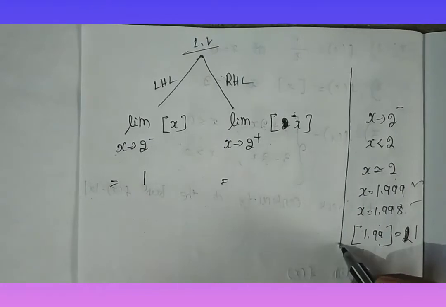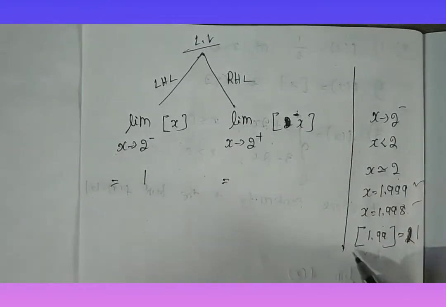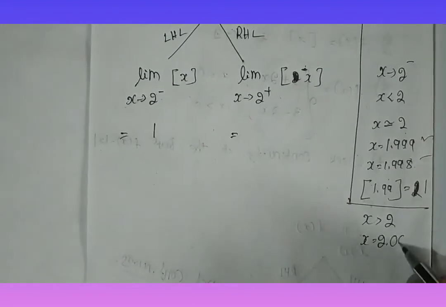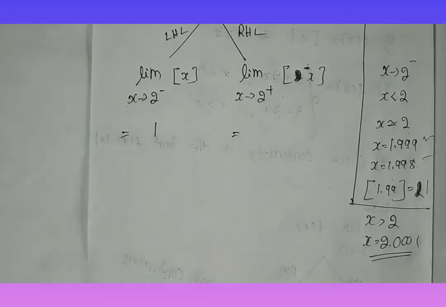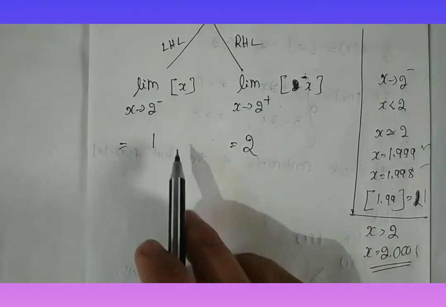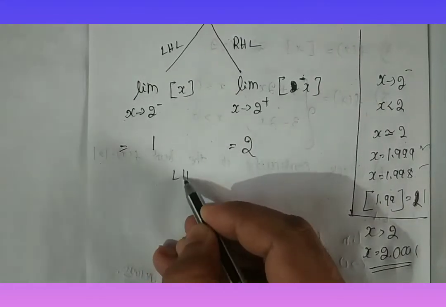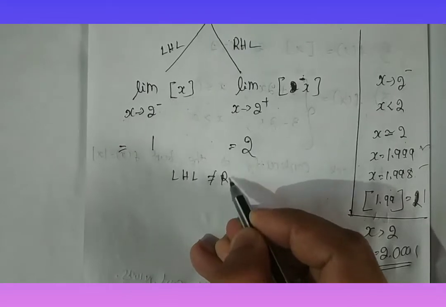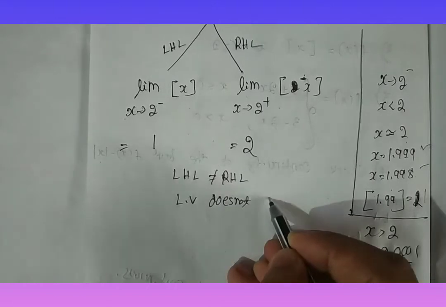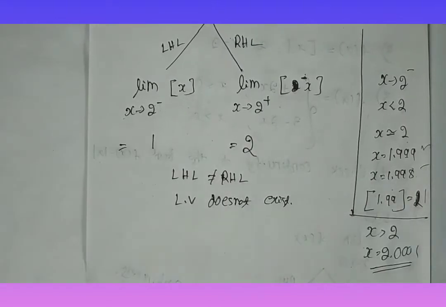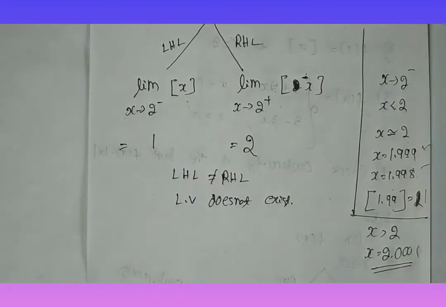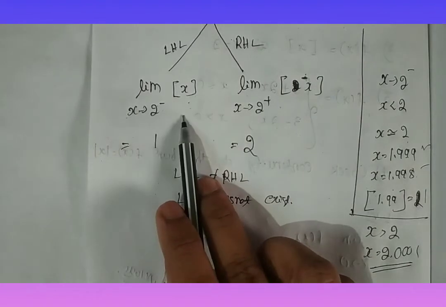And what about x greater than 2? x greater than 2 means x equal to 2.0001. And what is the greatest integer of x? The greatest integer of 2.0001 is equal to 2. Hence, the left hand limit is not equal to the right hand limit. The limiting value does not exist. Hence, this function is not continuous at x equal to 2. It is a discontinuous function.